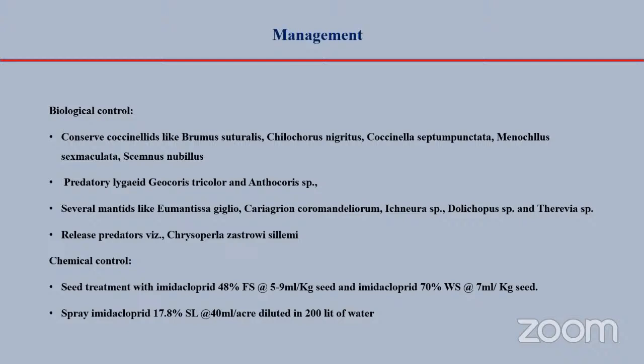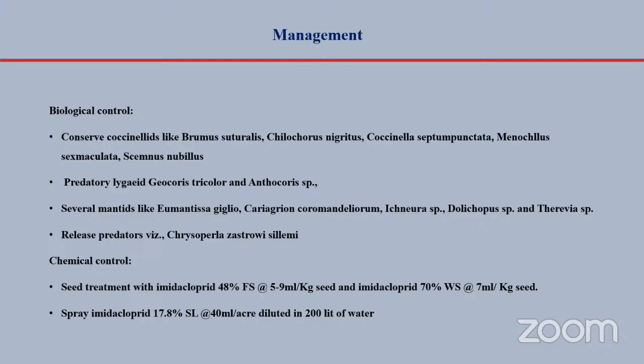So predatory bugs, that is Geocoris tricolor and Anthocoris, you have to conserve. Then other predators, that is mantids, like Eumantis, then Ceriagrion, then Ischnura, Rhyothemis, then Theraphosa. This also you have to conserve. Other predator is Chrysoperla.